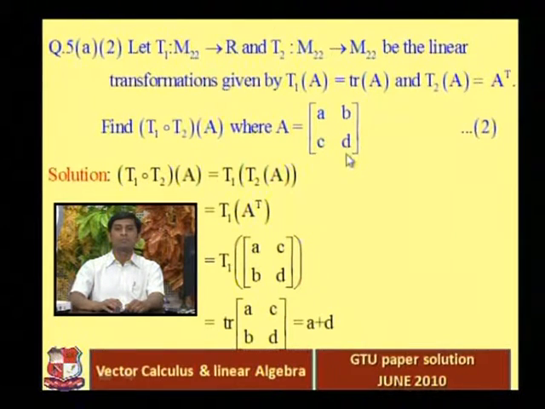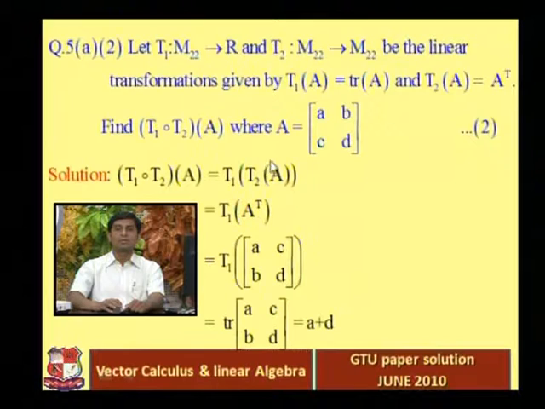So here is the solution. We want to find the composition of T1 with T2 of A, that is equal to T1 of T2 of A. Now what is T2 of A? T2 of A, as defined in the statement, is equal to A transpose. So put the value T2 of A equal to A transpose, and now you will get T1 of A transpose.